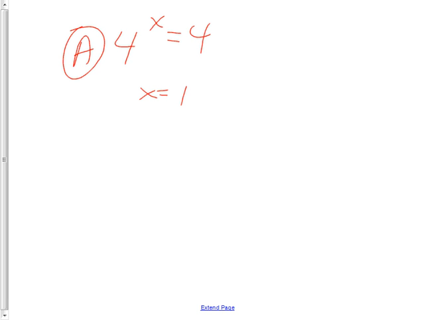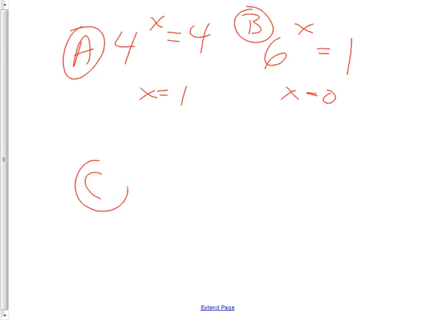Okay, B, 6 to the x equals 1. Think about it. 6 to the what equals 1? What's x got to be? 0. Anything to the 0 power equals 1. Okay, that was B. Part C says 2 to the x equals 32. 2 to the what? x has to be 5.